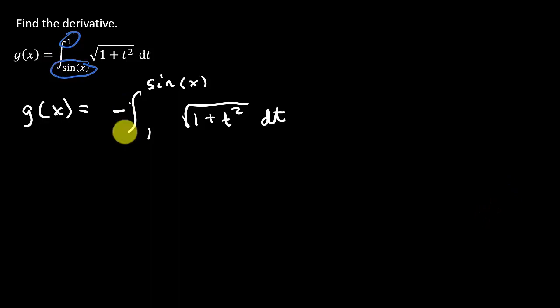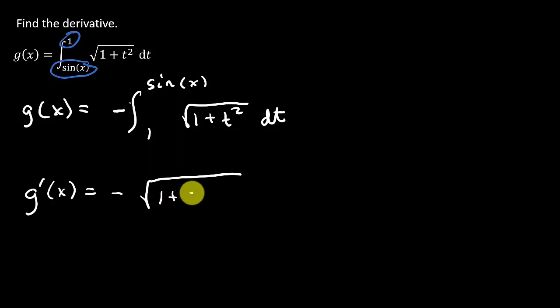Now, we can apply the theorem. So now I have g prime of x is equal to, now let's go ahead and put our negative, and that's going to be the square root of 1 plus sine squared x, okay, and then times the derivative of sine x, which is cosine x.